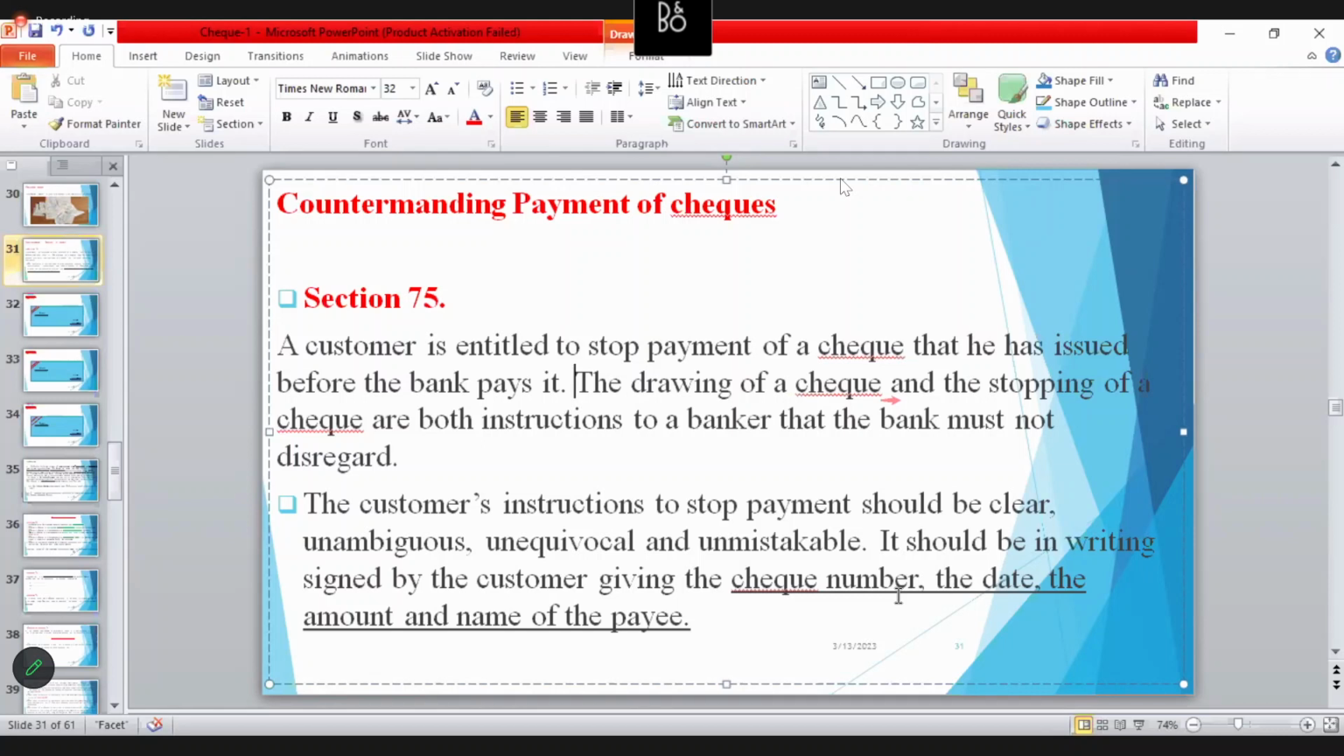number, amount, payee. What is countermanding payment of a check? Listen to this example, right? Now, I write a check to Avoni. I bought some goods from Avoni. Say I order some saris from Avoni, and Avoni sent some saris to me. Now, the saris' amount is 1 lakh. I gave a check of 1 lakh to Avoni, right?